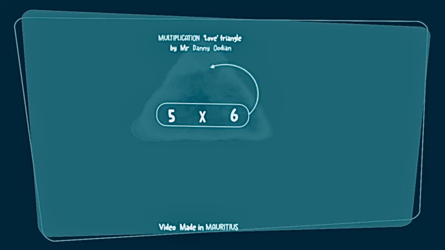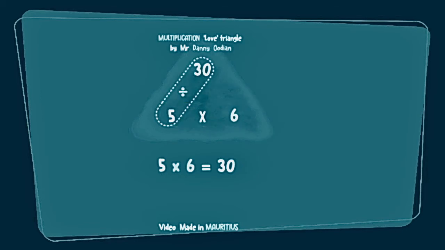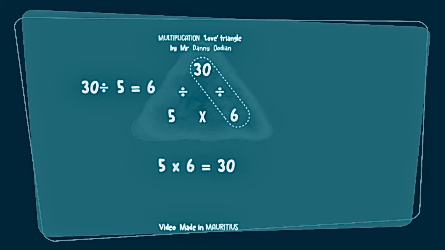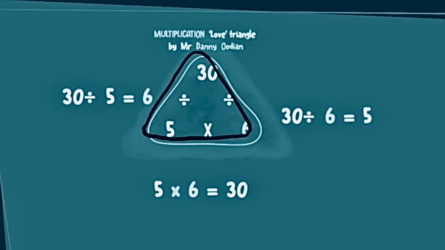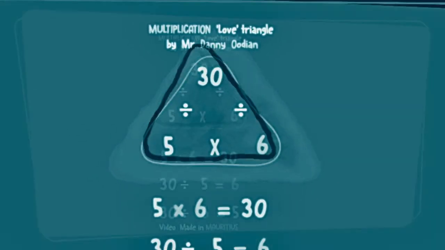5 times 6, 30. But 30 divided by 5 is equal to 6. Similarly, 30 divided by 6 is equal to 5. So 30, 5, and 6 make a multiplication triangle.